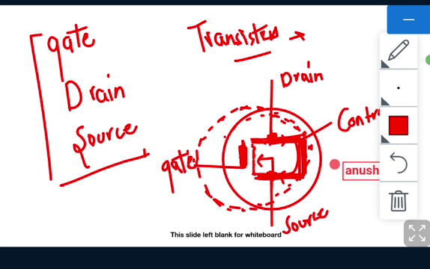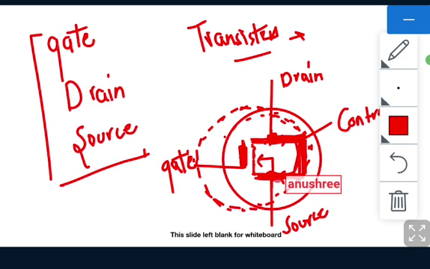I don't get what you're saying. I thought it was needed. No, not needed. It generates an electrical field which controls the current flow. Okay, which controls the flow of current. Yeah, which is flowing between the drain and the source. The current which is flowing between these two terminals, this electrical field controls that current.